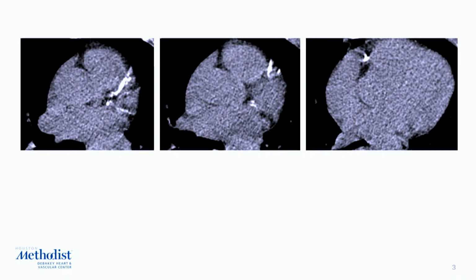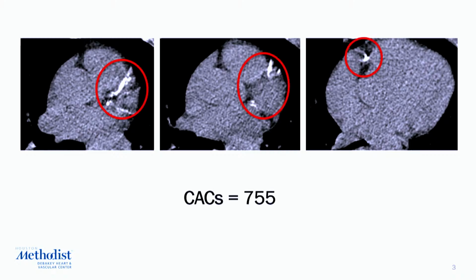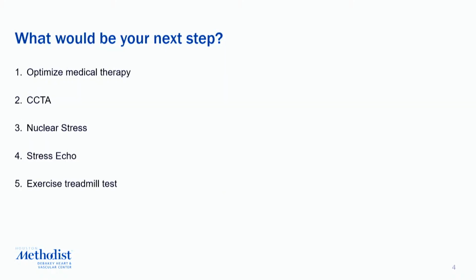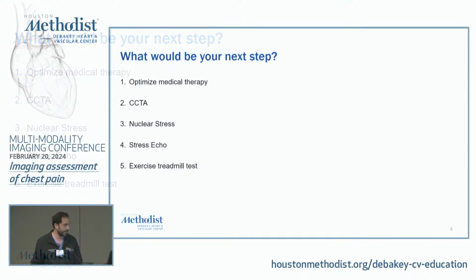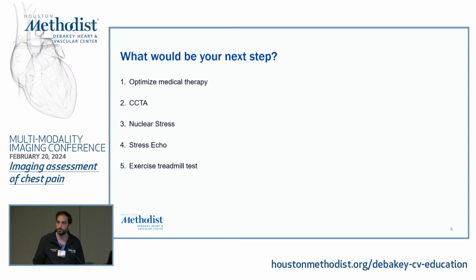And this is her calcium score results. We see dense calcification in the LAD, some in the circ, and maybe some dense calcification in the RCA. Combined, we have a calcium score of in the mid-700 range. Okay, what would you do next? Optimize medication, CTA, stress nuclear, stress echo, or stress treadmill. Any takers?